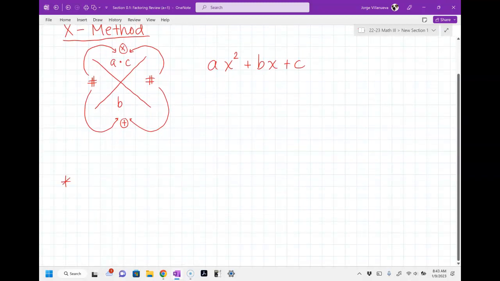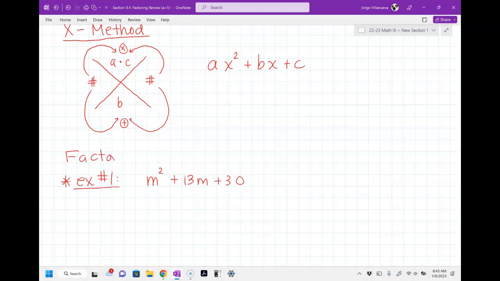Okay? So let's kind of go over this just to do a couple of problems for you guys and then let you guys work on this stuff in class. So example number 1, let's try this one. M squared, we're just going to factor these, okay? Plus 13m plus 30. Let me just put right here factor. Again, this is stuff we've done. This is not brand new, okay?